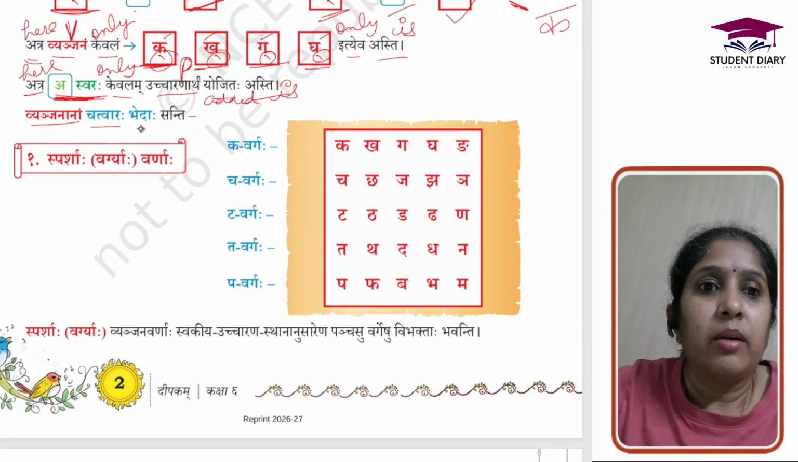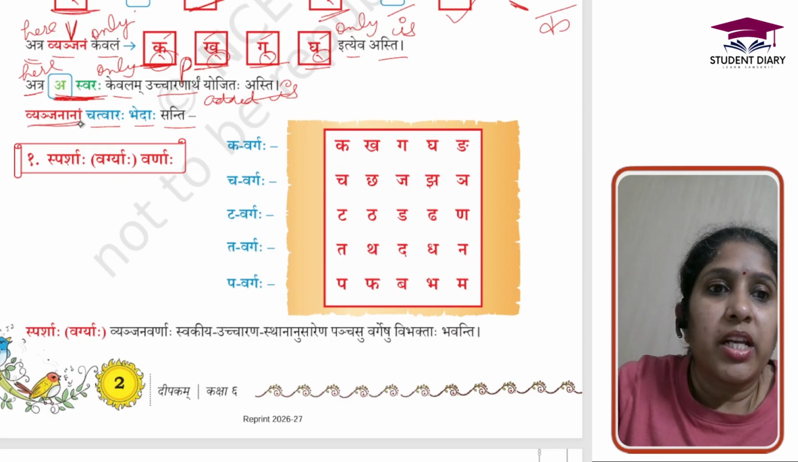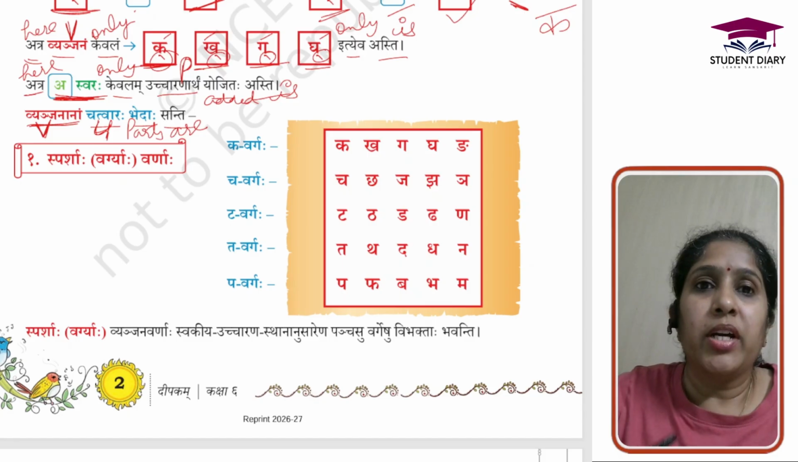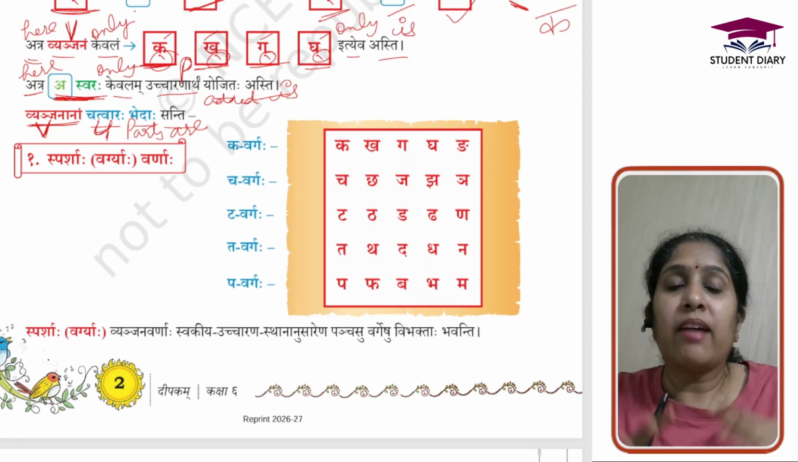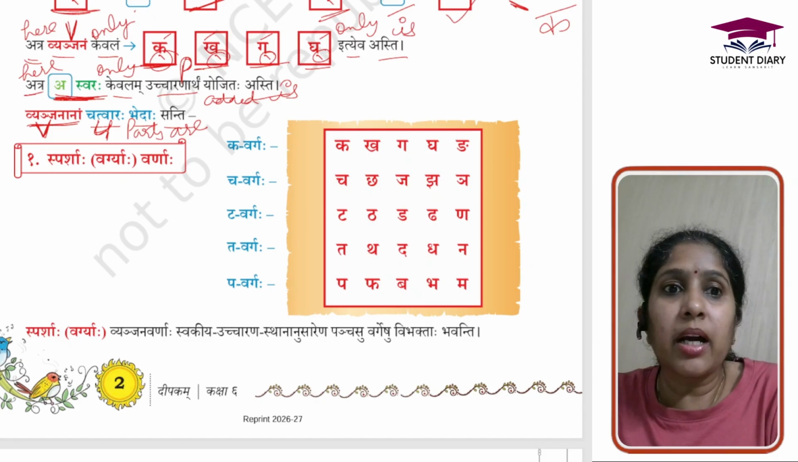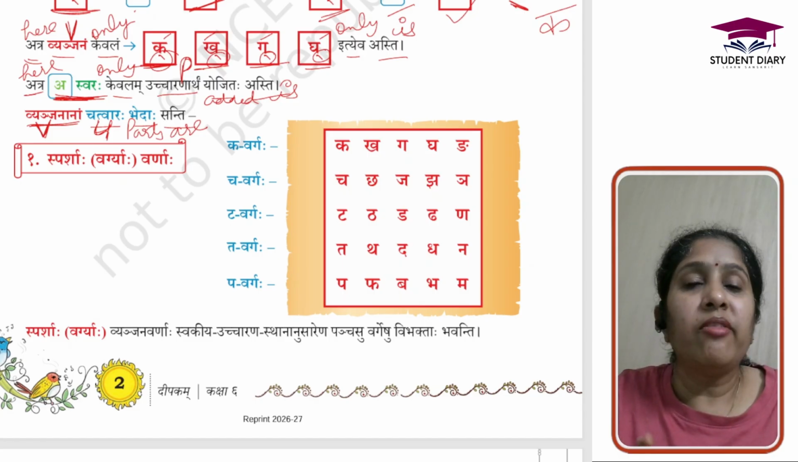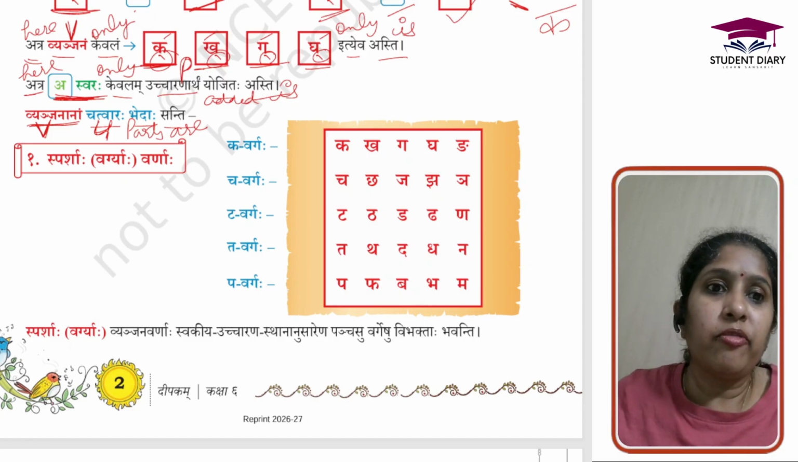Vyanjana nam chatvarah bhedaha santi. So Vyanjana nam means of the vyanjans, right? Chatvaraha means four. Bhedaha means parts. Santi means are. So there are four parts of Vyanjan. Like in Swar also we have Samana Aksharani and we have Sandhya Aksharani. Then same way in Vyanjan also we have different types of Vyanjan.